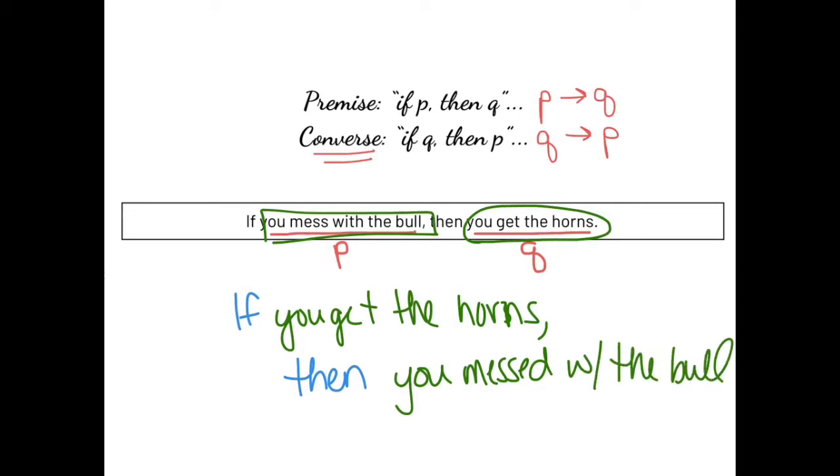So a premise is our original if-then statement. The converse takes those hypotheses and conclusions, the P's and Q's, and flips them around. So this is our new statement: if you get the horns, then you mess with the bull.